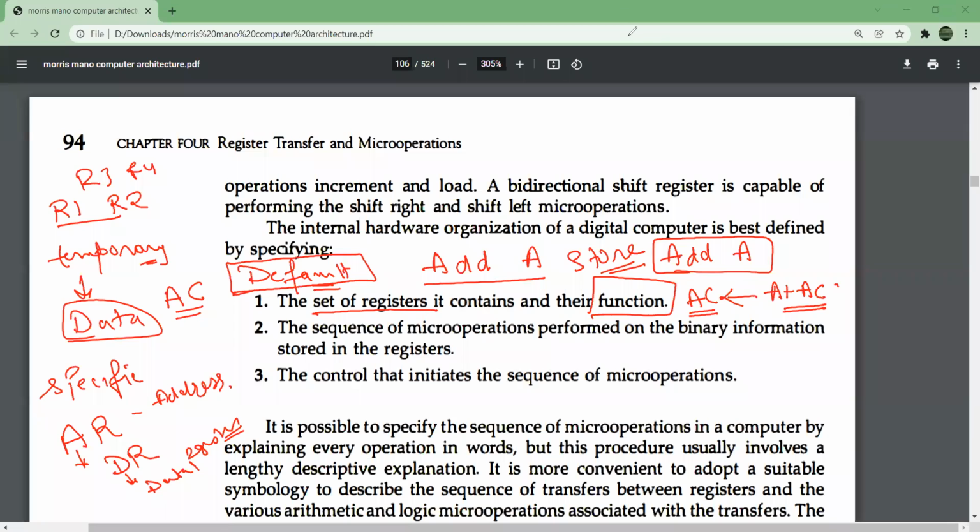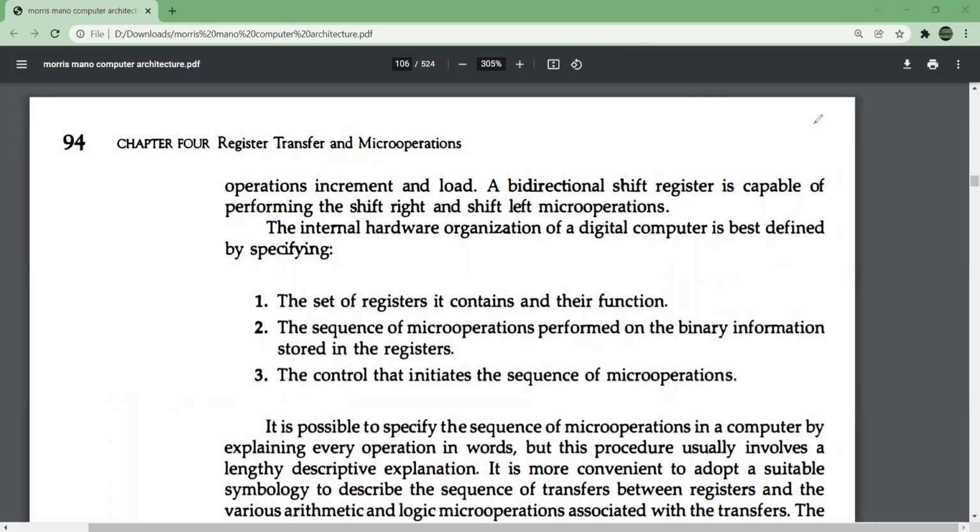So the first thing that is described in internal organization is the set of registers that a computer system contains and the functions it can perform. The second is the sequence of micro operations performed on the binary information. What are the types of micro operations that we can perform? A couple of those micro operations I have already discussed, like add, move, and others that we will also see. The last is the control that initiates the sequence of micro operations. How we are going to initiate that micro operation, because you know that any operation cannot start without the control signal that is generated by the control unit.